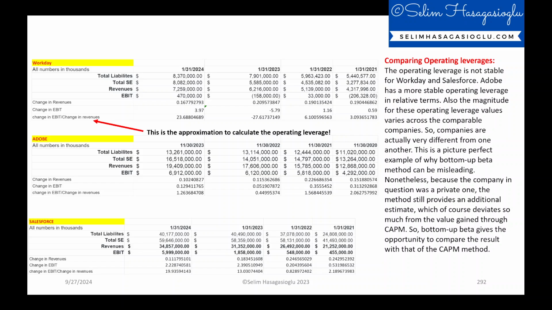Nonetheless, because the company in question was a private one, the method still provides an additional estimate, which of course deviates so much from the value gained through CAPM. So the bottom-up method gives the opportunity to compare the result with that of the CAPM method. So think of it as an additional estimate so that you can compare the value that comes from CAPM and also the value that comes through the use of the bottom-up beta approach.